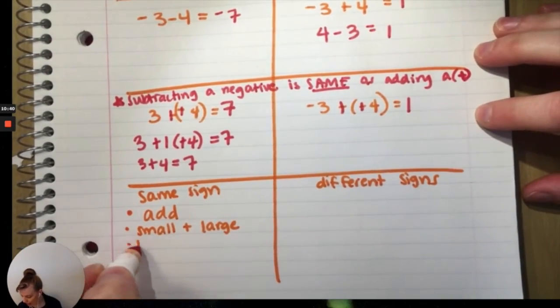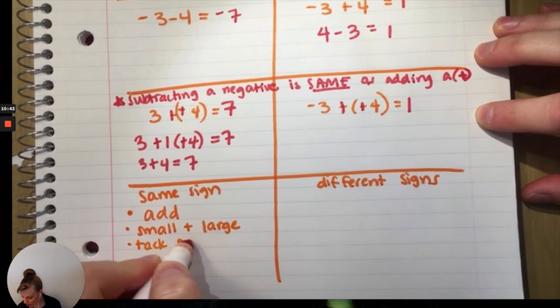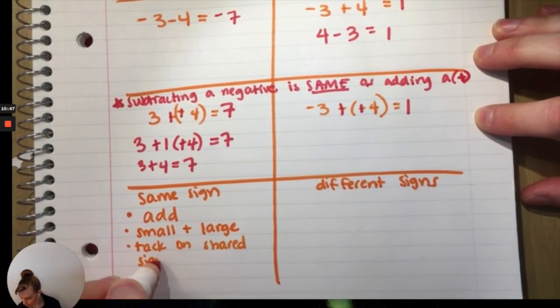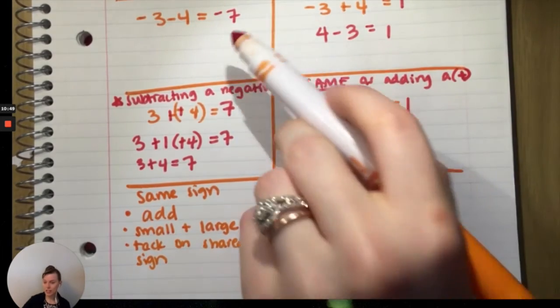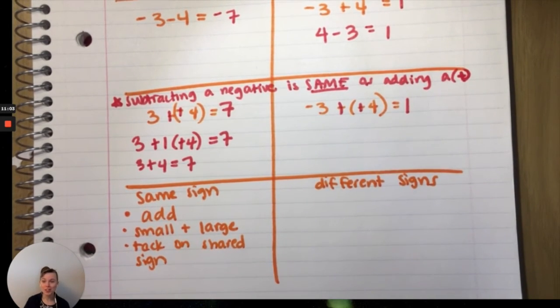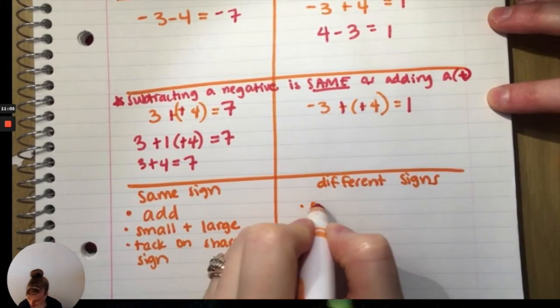And then at the end, I'm going to tack on the shared sign. Since they both have the same sign, in this case they were both negative, I'm going to add that negative onto it so it becomes a -7. And then the first example, if you look up in your notes, you'll have 3 plus 4 equals 7. Positive, positive, positive. For different signs, instead of adding, we're going to subtract.